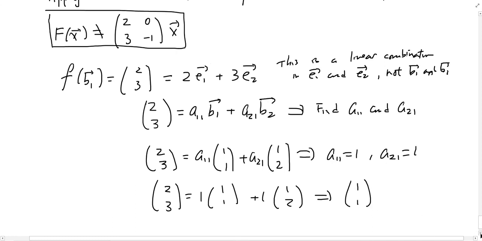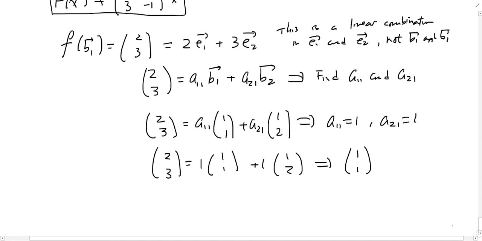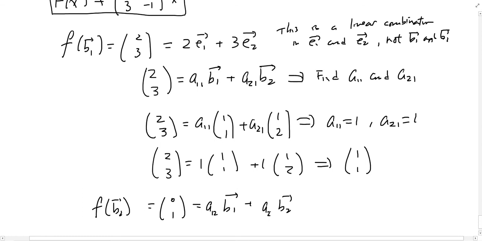Now I'm going to do the same thing with the second one, which I hope is not too hard for you to figure out. This would equal B1 plus B2, so this is A1 and A2 again, but this is f of B2. So the subscript 2 indicates the second subscript is 2. It shouldn't be too hard to figure out that A12 is 1 and A22 is negative 1. So (1, 1) minus (1, 2) is (0, negative 1).